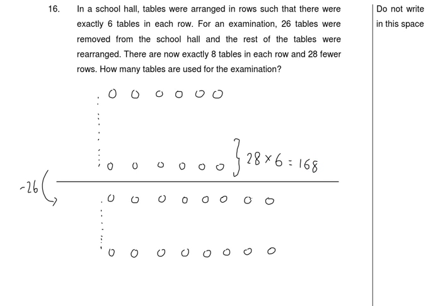They were either, part of it were removed, the rest were rearranged, yes or no? Do you agree with me? Something happened to these 28 fewer rows, right? So there's this 28 rows of 6 chairs. Something happened to them. What happened to them? They were either removed from the hall or they were rearranged. Yes or no?